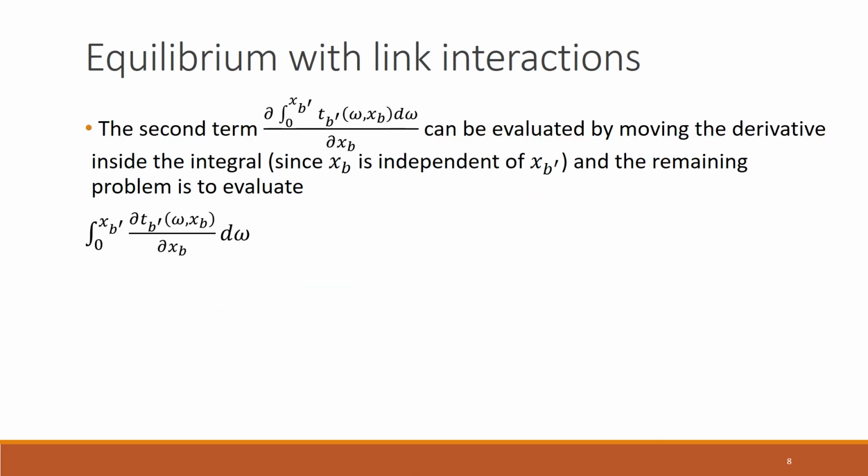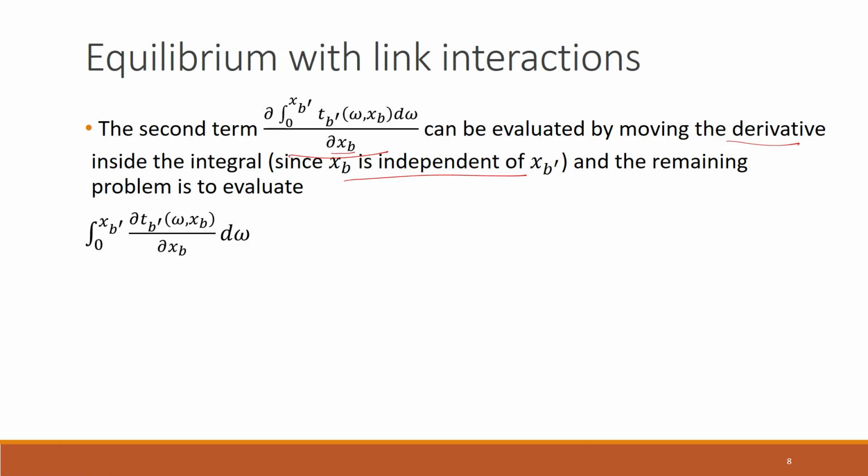Now, the second term here can be evaluated by moving the derivative inside the integral. Why can we do that? Because xb is independent of xb dash. This integral is going through the flow on link B dash, whereas we are taking the derivative with respect to the flow on link B.